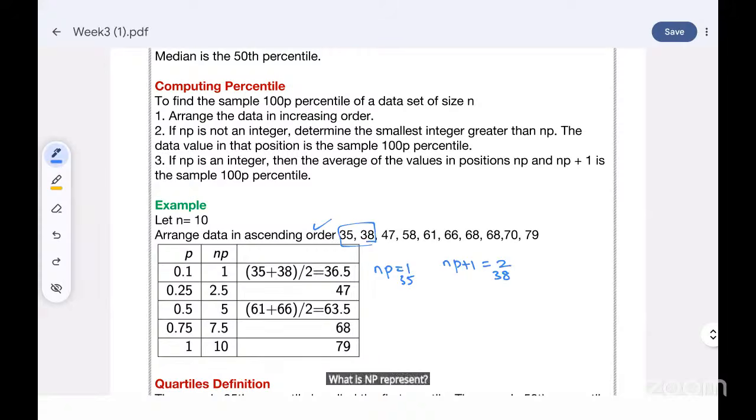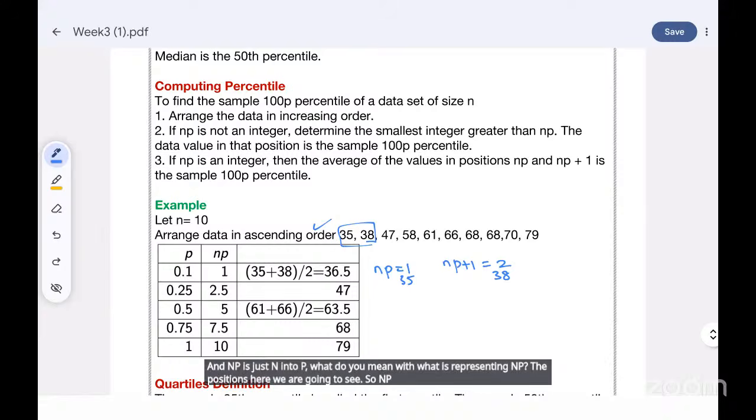NP is just N into P. What do you mean by what is representing NP? The positions here we are going to see. So NP is the first and NP plus 1 is the second position. Positions we are checking. Okay.